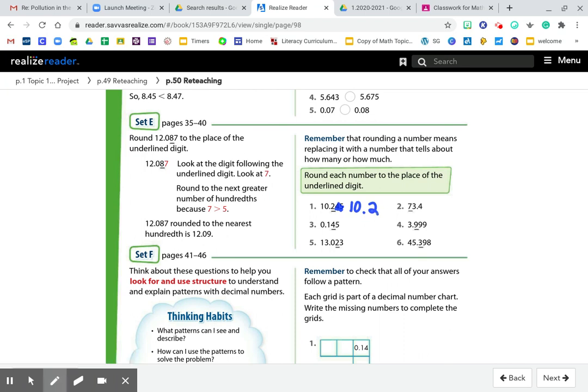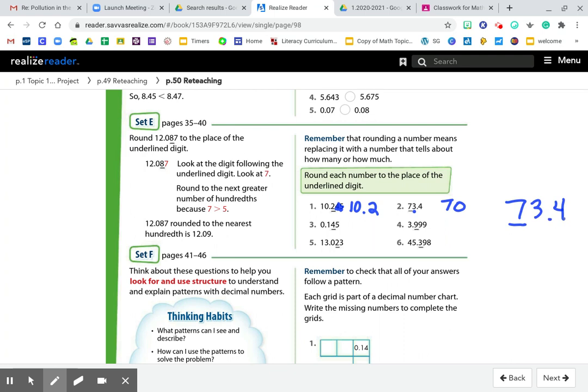And the next one, we're looking, the underlying digit is in the tens place. So we're looking at the 3 next to it. And 3 is less than 5. So actually in this case, we have to put a 0 there. We can't just write 7 as our answer. Remember, we're rounding to 7 because that is a whole number.